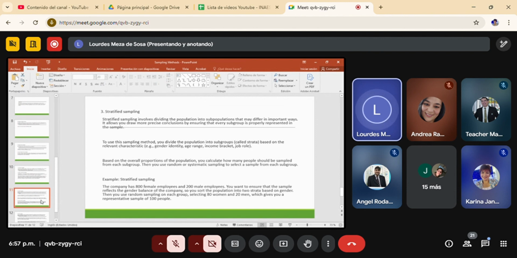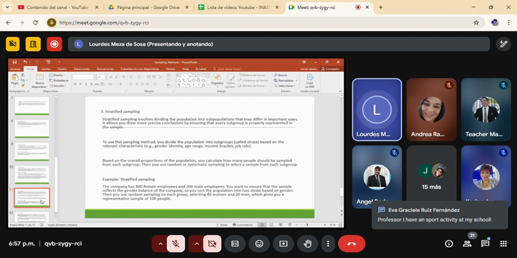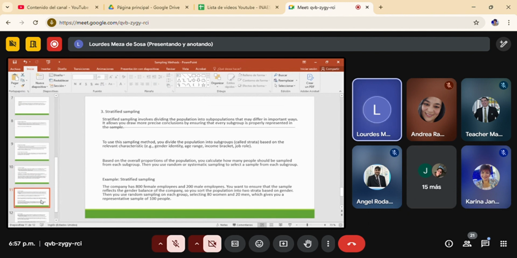To use this sampling method, you divide the population into subgroups, like I said, with relevant characteristics like gender, age, income, job role. Based on the overall proportion of the population, you calculate how many people should be sampled from each subgroup. Because if you have, in a group of employees, 50 women and only 10 men, you're going to have to do it by proportion. How many women are you going to interview and how many men to make it proportional?